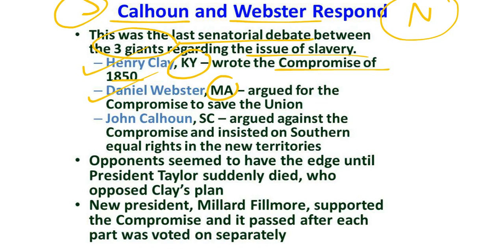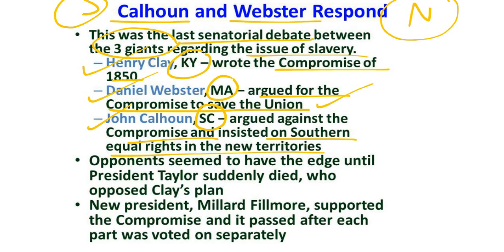Daniel Webster from Massachusetts is going to argue for the passage of the Compromise of 1850 to be able to save the Union. And John C. Calhoun, who represents South Carolina and is the voice of the South, argued against the compromise and insisted on Southern equal rights in the new territories.